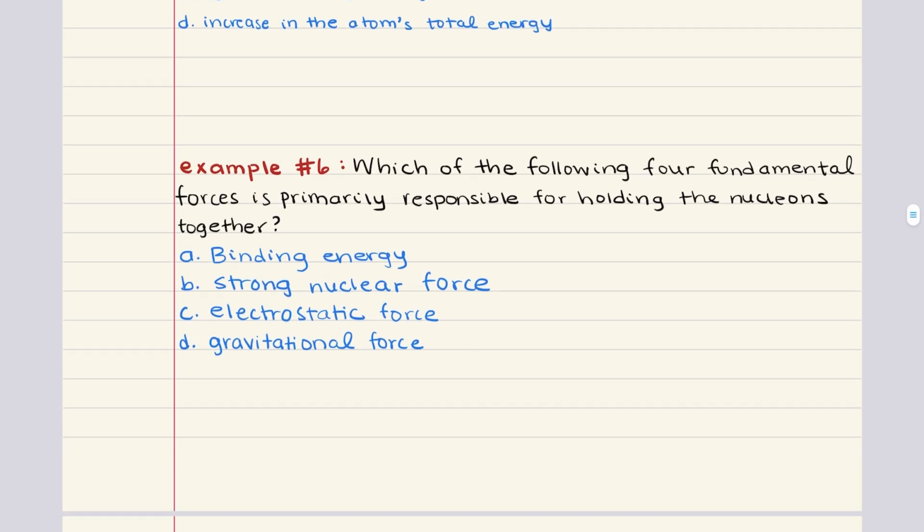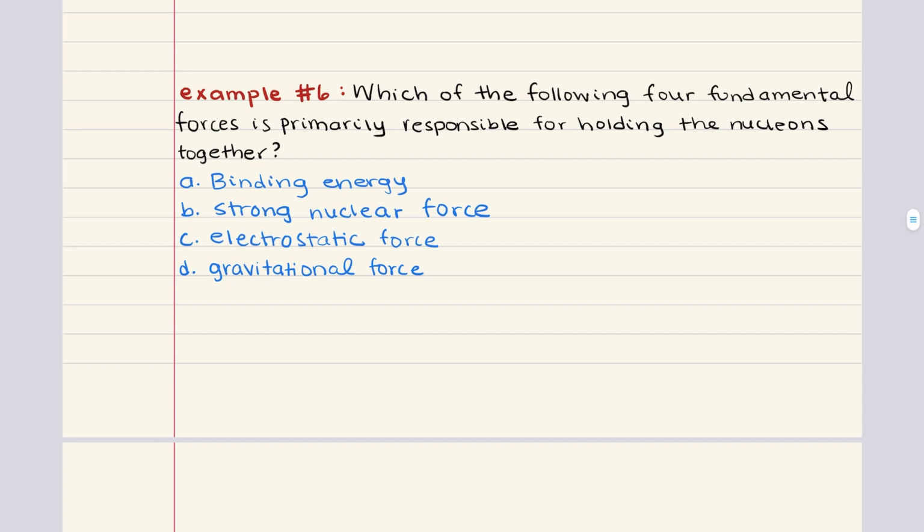Next up, we have problem 6. Problem 6 asks, which of the following 4 fundamental forces is primarily responsible for holding the nucleons together? The nucleus of an atom consists of protons and neutrons, collectively called nucleons.